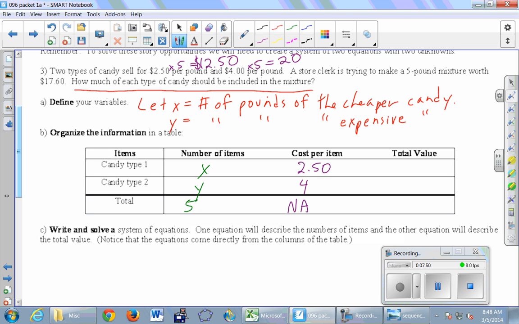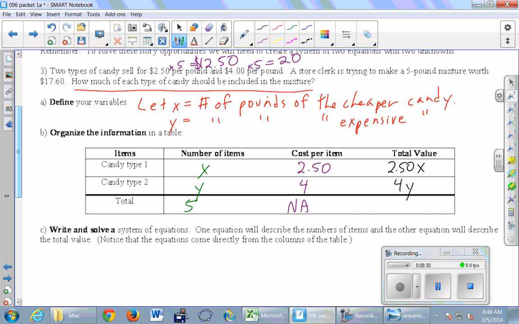Okay, and then we get to the total value here. So when we knew we wanted, for example, 5 pounds of all the cheap stuff, we just knew to multiply the number of pounds, 5, by the value per pound, right? The 2.50. So it's the same thing here. It's still $2.50 per pound, but we're not doing 5 pounds of candy. We're doing X pounds of candy. So do we just have 2.50 times X? 2.50X. Is that all right? Okay, and then the same thing here. Total value for candy 2 is 4 times Y.